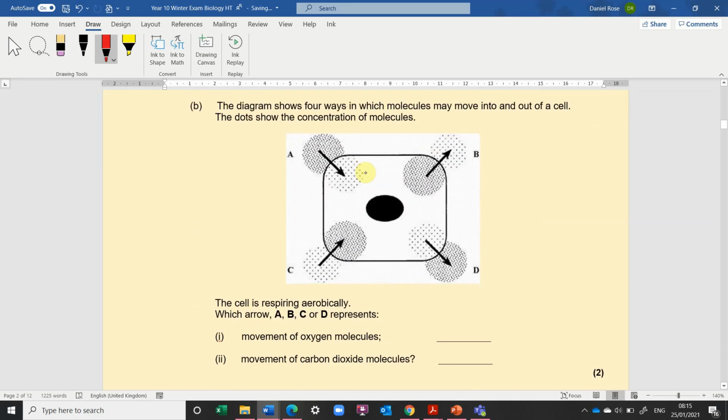The next question looks at how things get in and out of a cell, and as a recap, when something moves from a high to a low concentration, we call it diffusion. Now, a common misconception is diffusion only happens from outside to inside the cell. In fact, it happens equally well in the other directions. This is also diffusion because it happens from high to low concentration. Both of these other two, C and D, are going from a low concentration to a high concentration. So in both of these cases, we call it active transport.